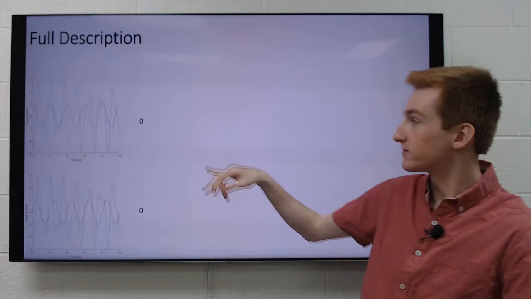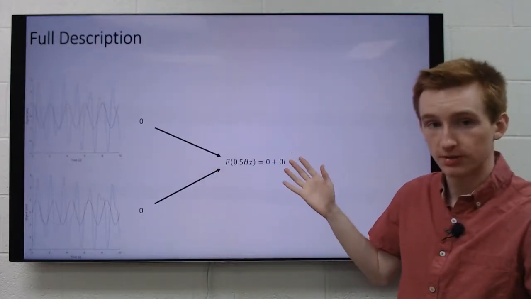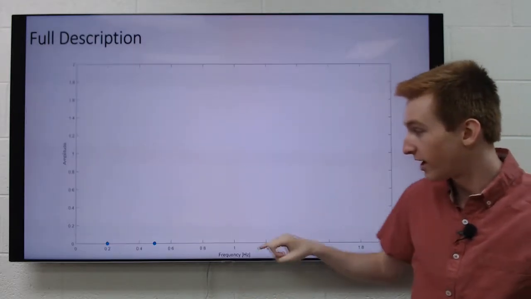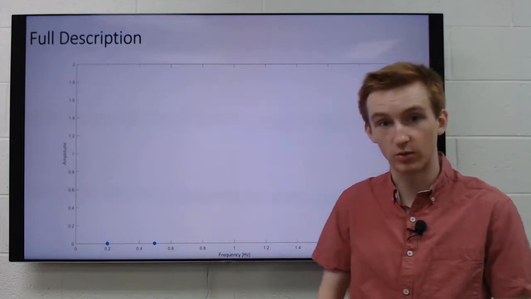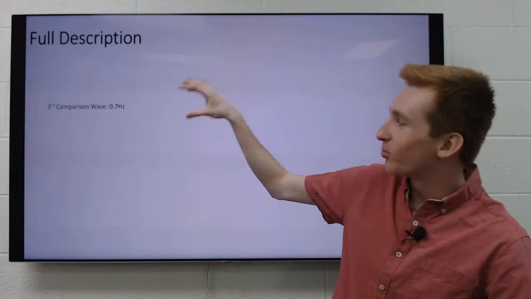So again, you have 0 and 0, so therefore f of 0.5 hertz is 0 plus 0i, and so the amplitude is 0, and therefore the phase is irrelevant. And so now we've concluded that 0.2 hertz and 0.5 hertz both do not contribute to our signal. We have ruled them out. Let's keep going. Third wave, 0.7 hertz.